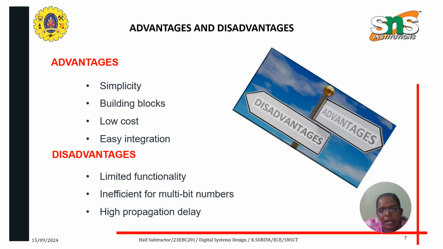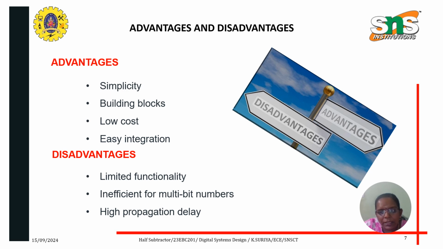Some of the advantages are: it is simple and easy to design, implement, and debug compared to binary arithmetic circuits. The half subtractors are basic building blocks that can be used to construct more complex arithmetic circuits such as full subtractors, multi-bit subtractors and carry look-ahead adders. Next, the half subtractor circuits use only a few gates, which reduces the cost and power consumption compared to more complex circuits. And also, it can be easily integrated with other digital circuits and systems.